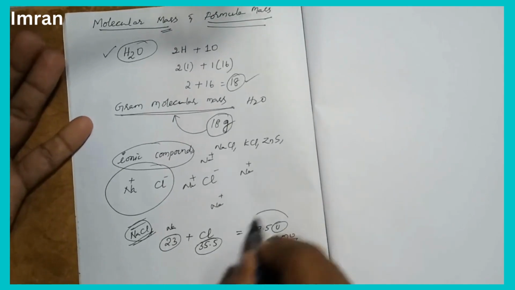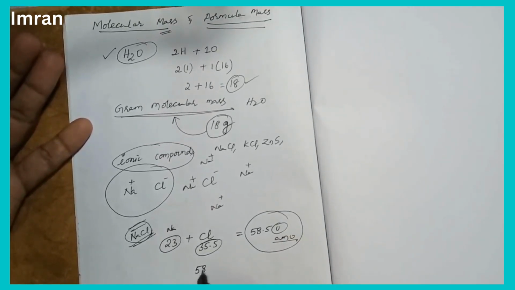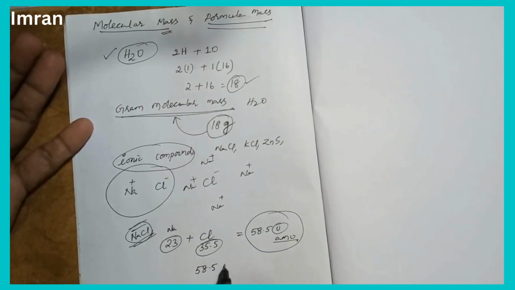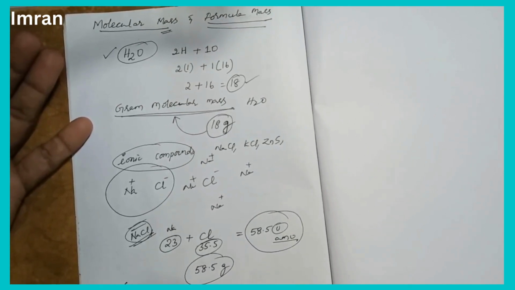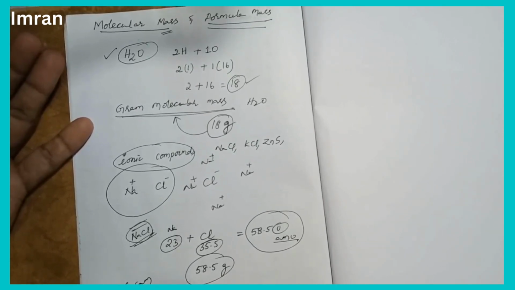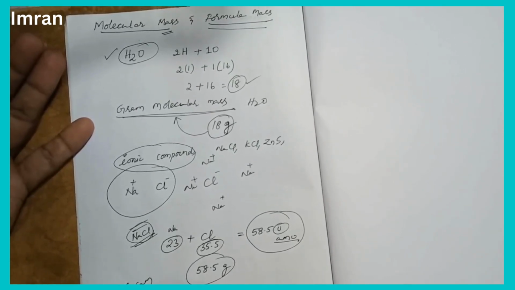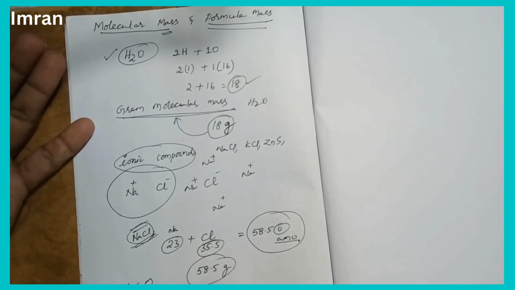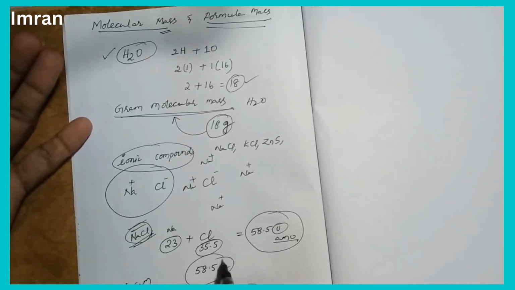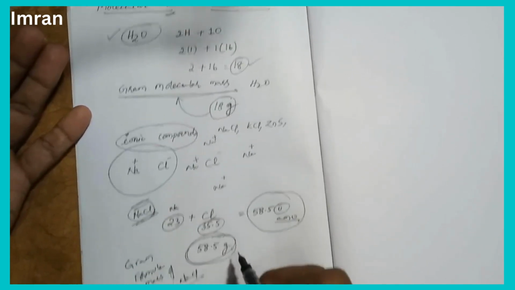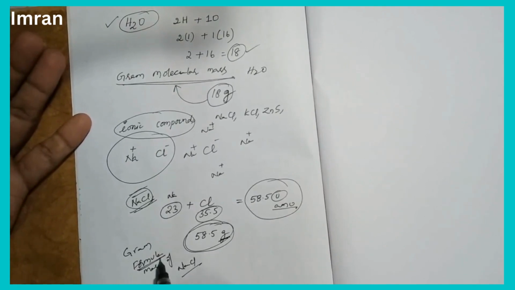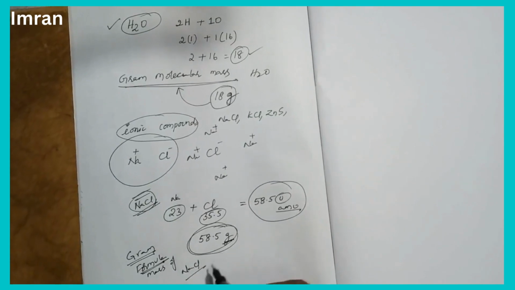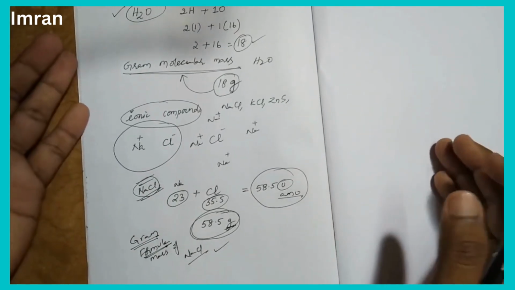Okay, and if this mass is expressed in terms of grams, 58.5 grams, then it becomes the gram formula mass of NaCl. So if the same mass is expressed in terms of grams, then that formula mass is called gram formula mass. Hope you understand the difference between molecular mass and formula mass.